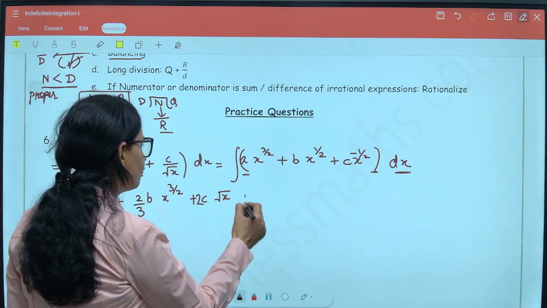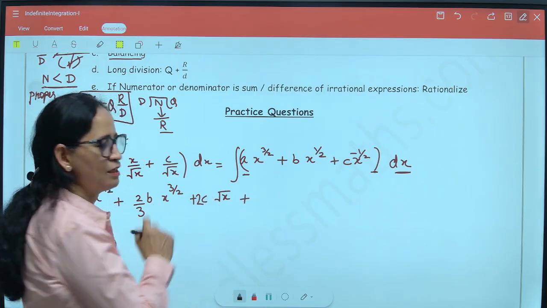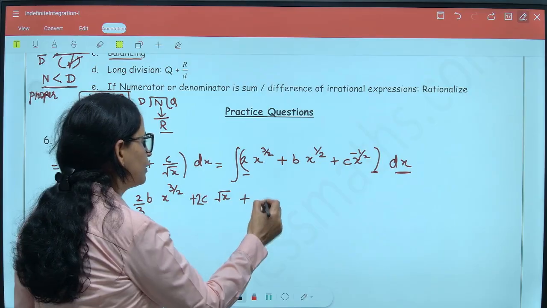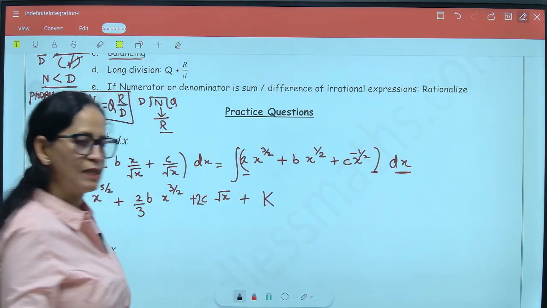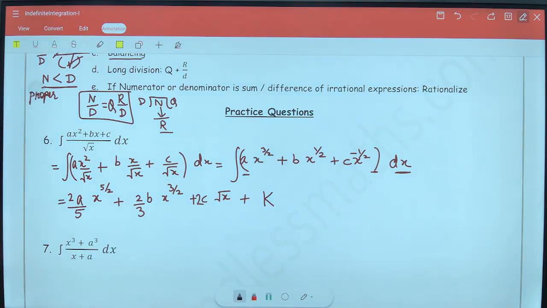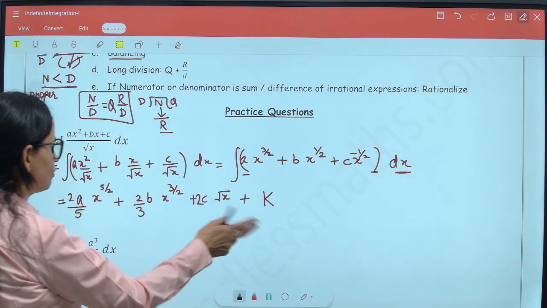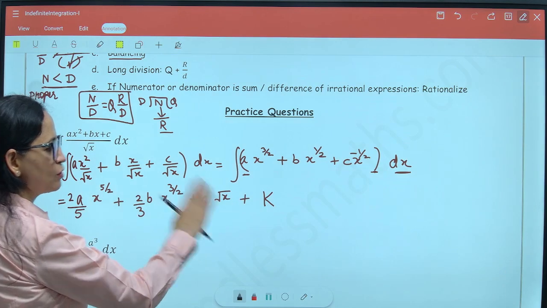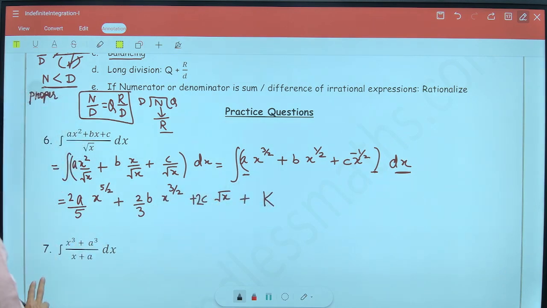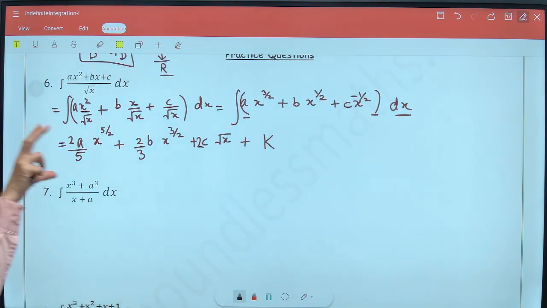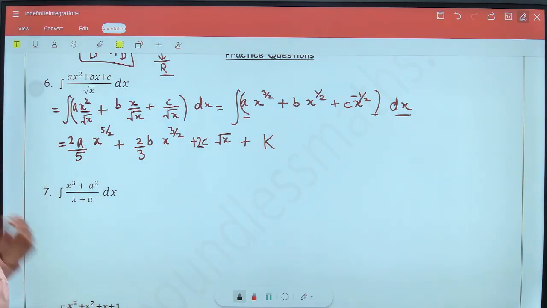Now the constant of integration, please do not use c because c is already being used here. So you can use the alphabet k or you can use capital C for the constant of integration. So avoid using the same literals. If c is already used in the question, don't use c, use something else. Either you use c dash or you use capital C or you use k or something else, right? Done.